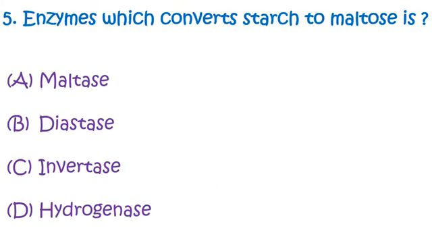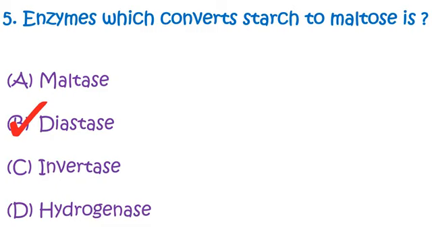Question number 5. Enzymes which convert starch to maltose. Options are option A, maltase, option B, diastase, option C, invertase, option D, hydrogenase. And the correct answer is option B, diastase. Diastase is an alpha amylase enzyme which normally converts the complex molecules of carbohydrates such as starch and other glycogen or glucan molecules to simpler sugars such as maltose or other disaccharides or monomer units.